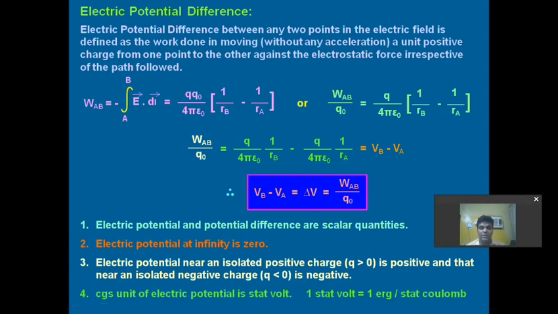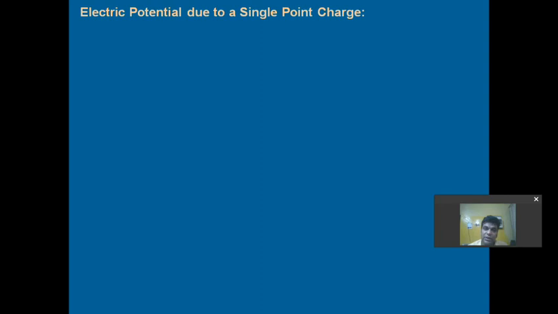So what is the CGS unit of potential? CGS unit of potential is stat volt. One stat volt is again defined the same way. One erg is the work done and one stat coulomb is the test charge here. So one stat volt is defined as the amount of work done, or amount of energy, if we take one erg to move one stat coulomb charge from infinity to that point. So this gives the definition of one stat volt.